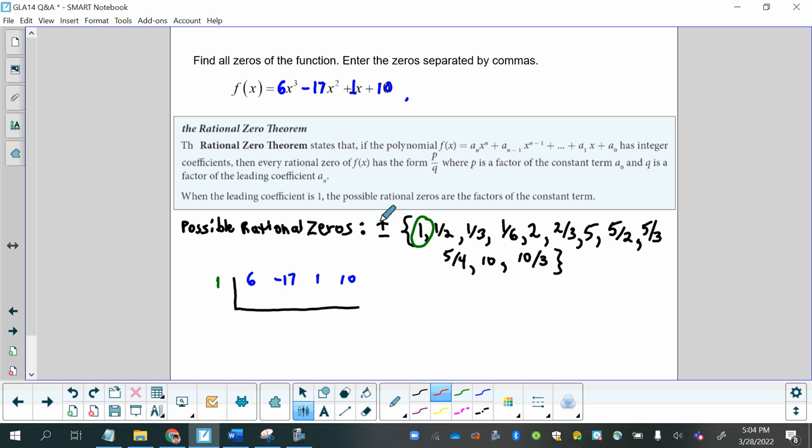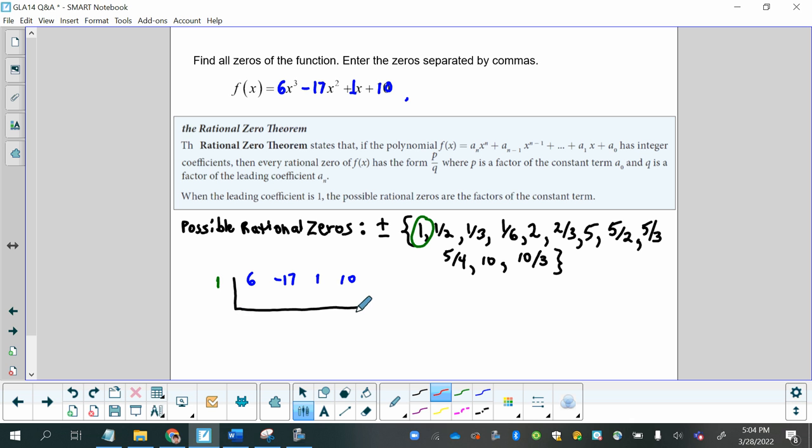Also notice that I have a plus and a minus in front of this list, because not only could they be positives, but they could be negatives, all right? So positive 1 could be a zero of the function, or negative 1 could be a zero of the function, and so on throughout all of these. So typically what you do once you have them all listed out is you can start by taking them one at a time. Probably you want to start with the easiest ones and either plugging them into the function to see if it simplifies to zero, or as I said, use synthetic division.